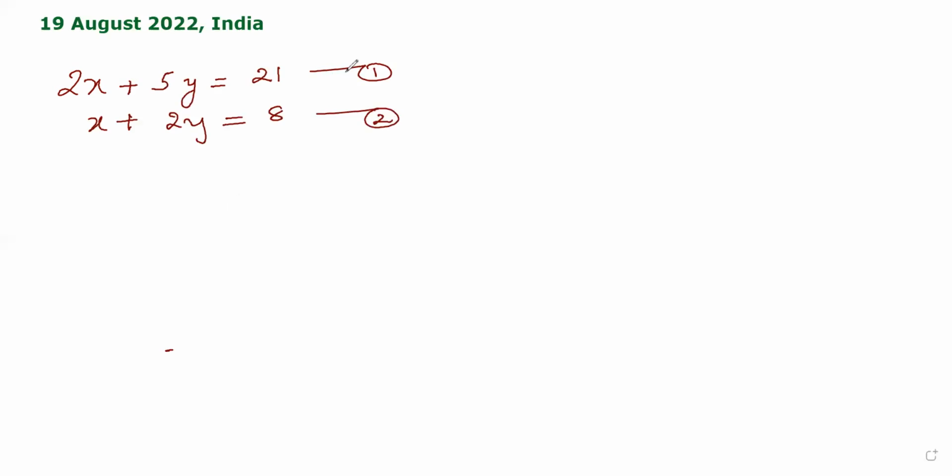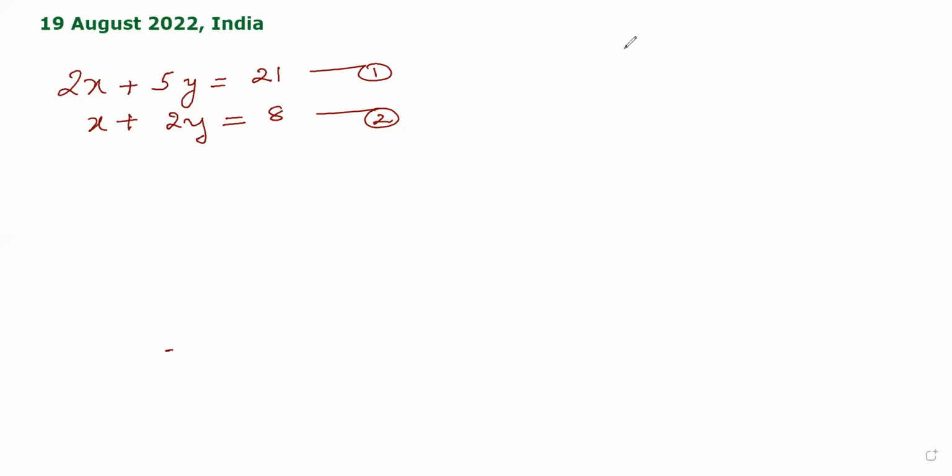So remember one thing, regardless of the method, it doesn't matter. It's only that depending on the question and the syllabus, you will have to go with that method accordingly. But otherwise, you can see that the answers will be the same, and you can understand which method is easier, which is suitable, and which is lengthy. Let's start off with 2x plus 5y is equal to 21 as equation 1, and x plus 2y is equal to 8, which is equation 2.